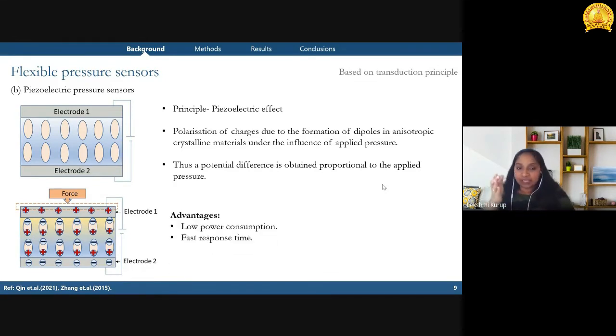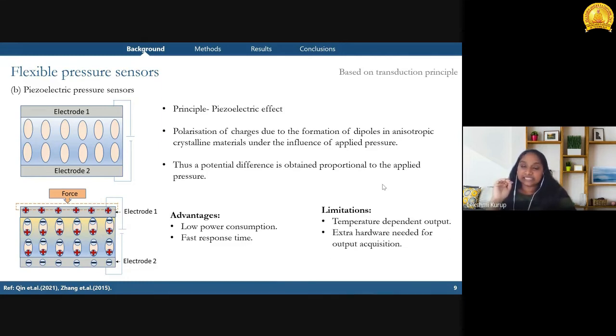The main advantage of this is that it has low power consumption and a faster response compared to piezo-resistive ones. But the only limitation is that the output is temperature dependent, and also, as voltage is the output, or the potential difference is the output, we require extra hardware such as amplifiers for extracting the output signals, because the voltage created across these two electrodes would be very small.